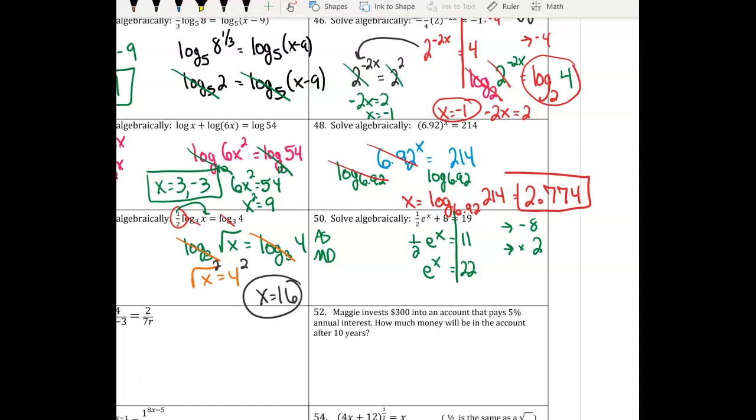And now to get to the exponent, I will need to make a log out of it. So I'm going to log both sides. So I'm going to log the left side, which means I've got to log the right side, put the original stuff in there.